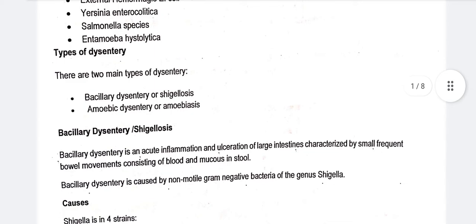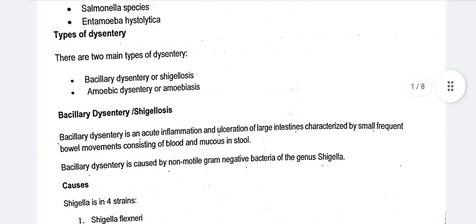Now, before we go to the Shigella species, let's move on to the types of dysentery. There are two main types of dysentery. Number 1, bacillary or shigellosis. Number 2, amoebic dysentery or amoebiasis. Colleagues that are not here, please, when they appear, teach them. So 2 main types of dysentery. We have number 1, bacillary dysentery or shigellosis.